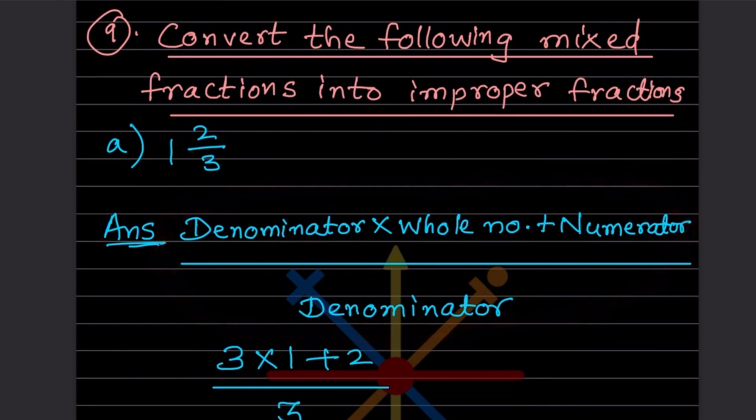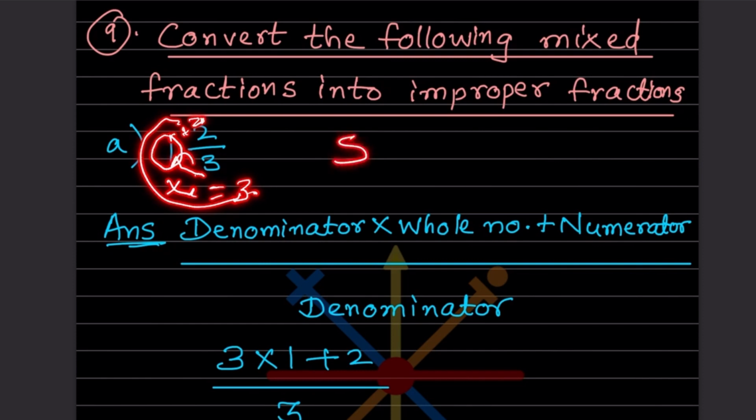So now look at here, denominator. This is the denominator, right? Into whole number, which is that whole number, this one. So you will go denominator into whole number. This is the multiplication. And whatever answer you get, 3 into 1, that is going to be 3. So that 3 you are going to add to this numerator 2. 3 plus 2 is 5, and the denominator remains the same. So 5 by 3.